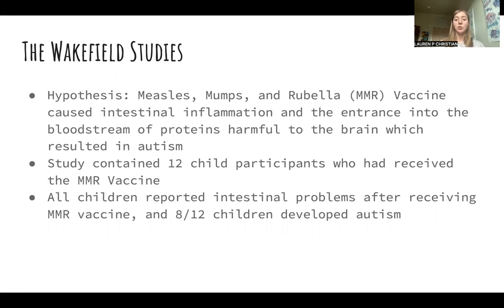The study contained 12 children participants who had received the MMR vaccine. All children reported intestinal problems after receiving the MMR vaccine, and 8 out of the 12 children developed autism. So therefore, the researcher, Wakefield, believed that the intestinal problems that were caused by the MMR vaccine then led to proteins entering the bloodstream and then impacting the brain in a way that caused autism.